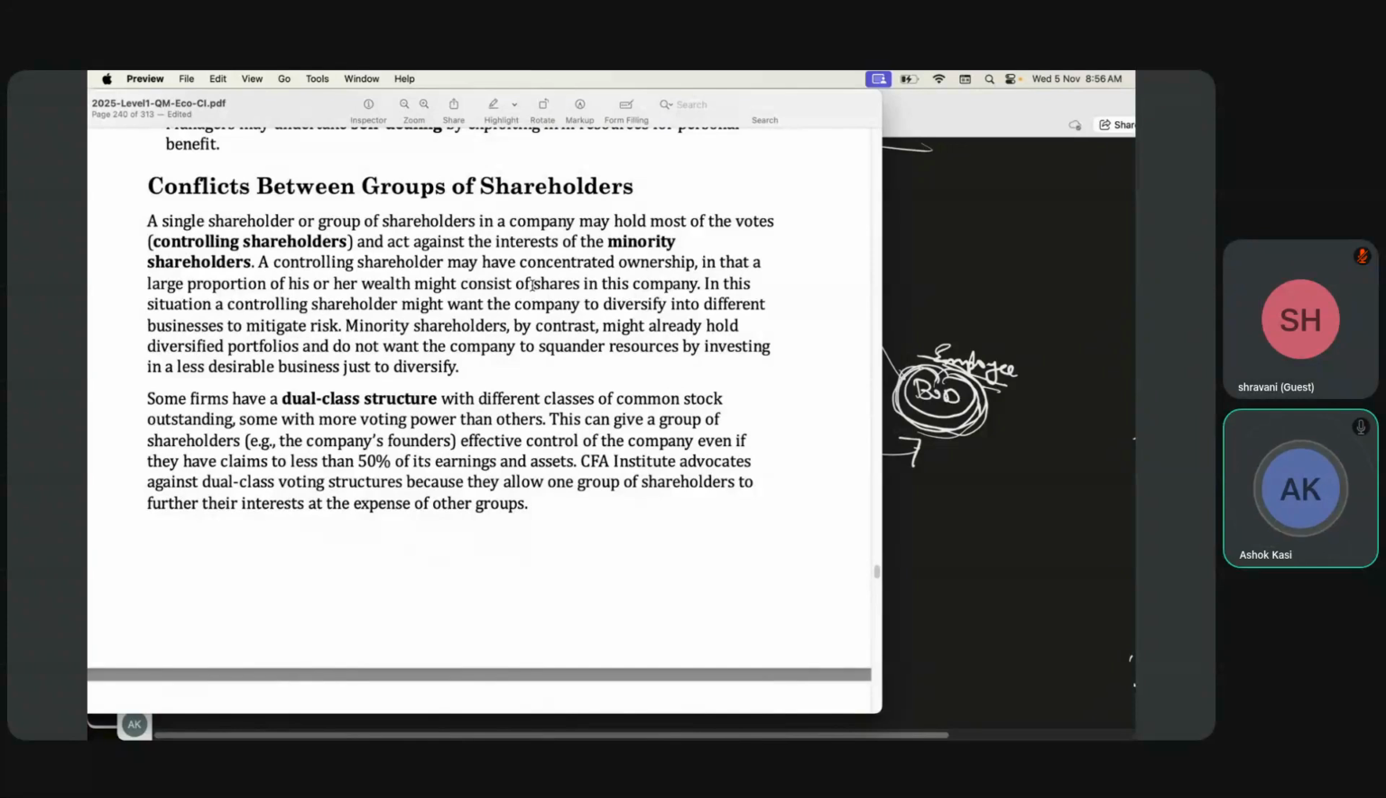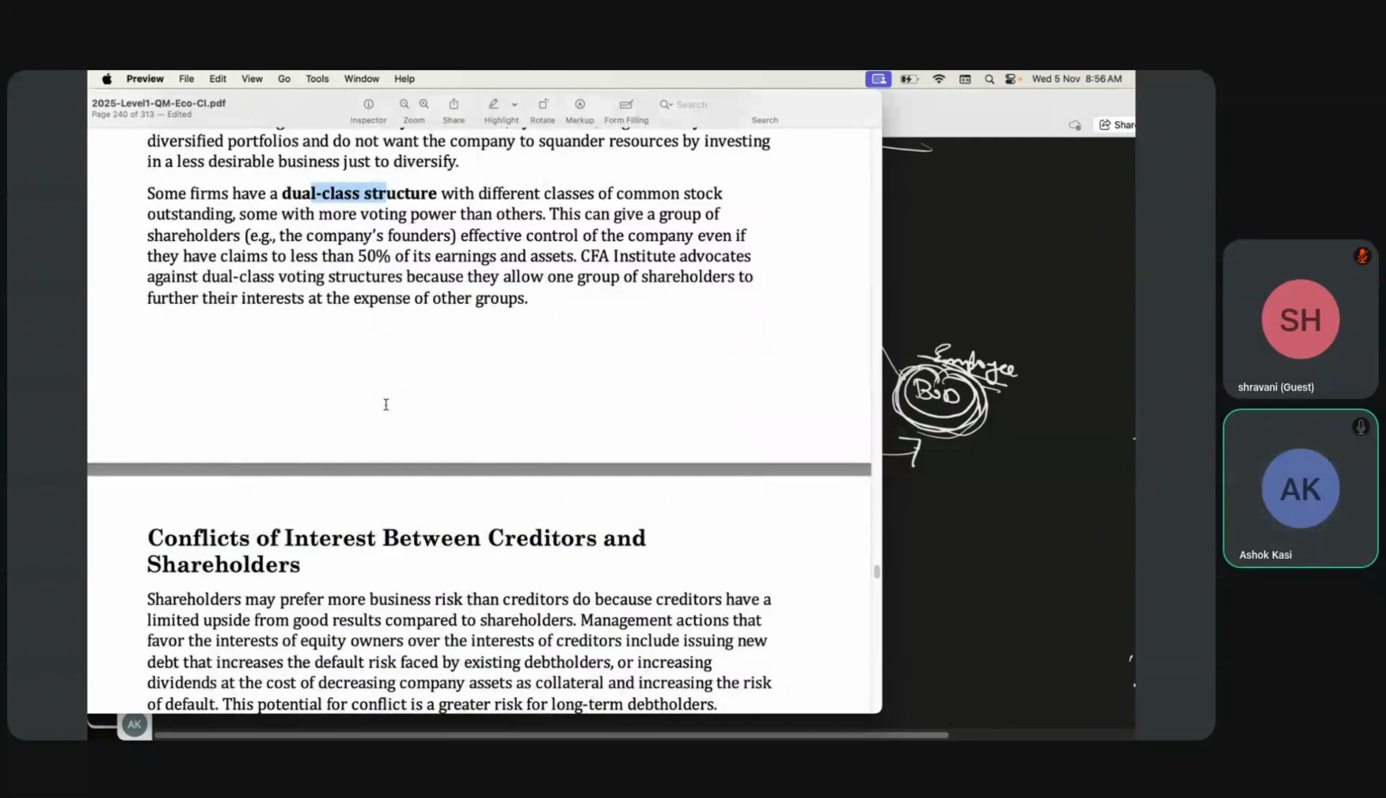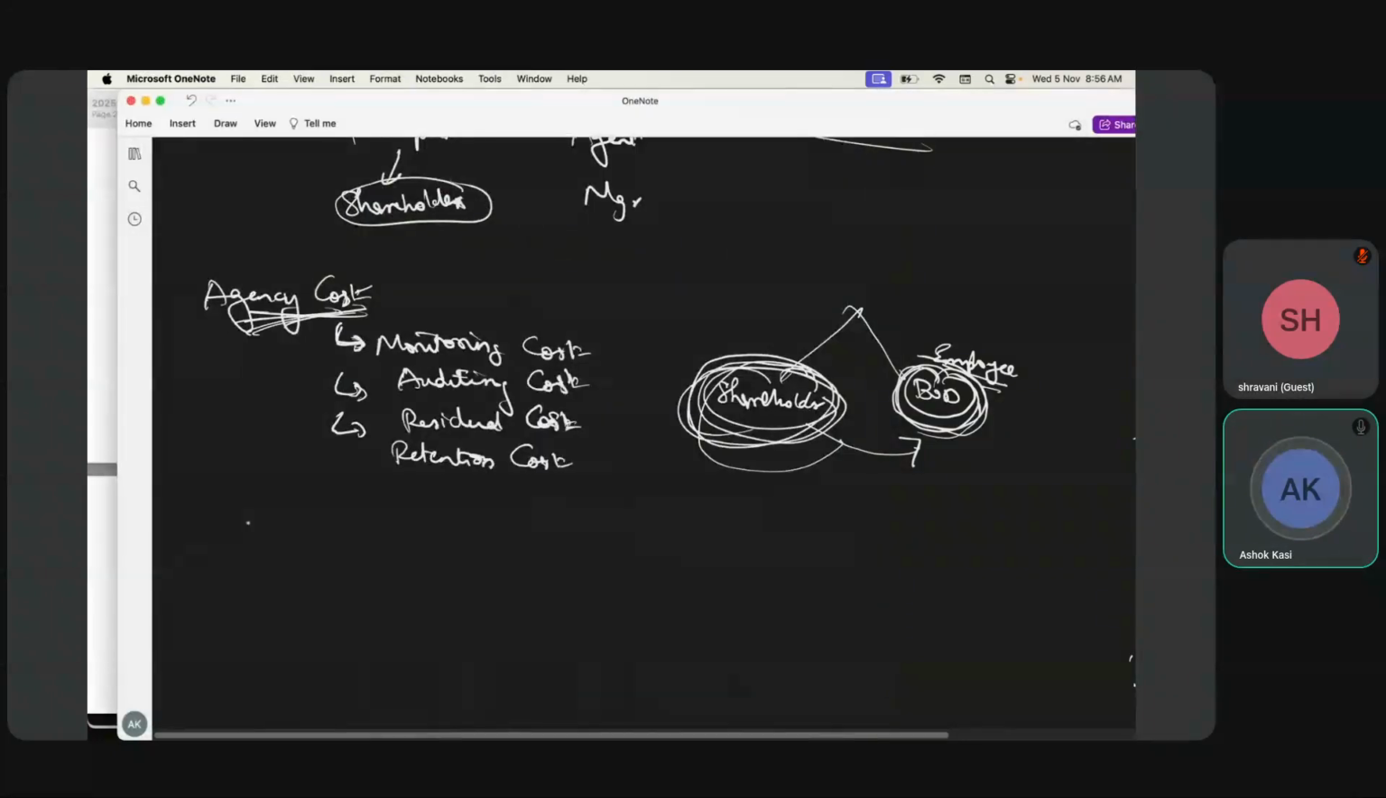Then dual class structure. So equity shareholders can have dual class structure. Dual class means what? Like in the US, they say class A shares and class B shares. Class A share means they will get voting rights, let's say. And here, no voting rights.